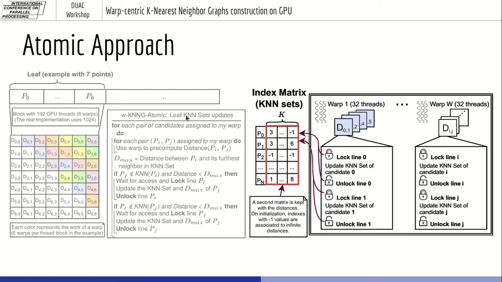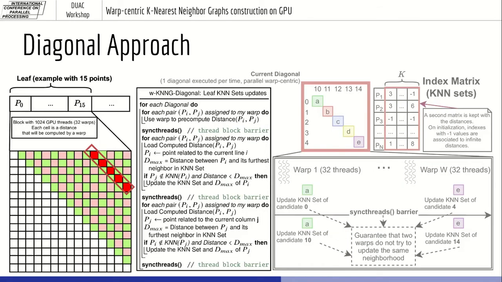To avoid inconsistency, a lock and unlock system is executed using atomic operations. Note that some warps can become idle waiting to unlock, and the atomic operations are slower than regular operations. This can lead to poor performance. To overcome this limitation, we propose two approaches that do not use atomic operations.